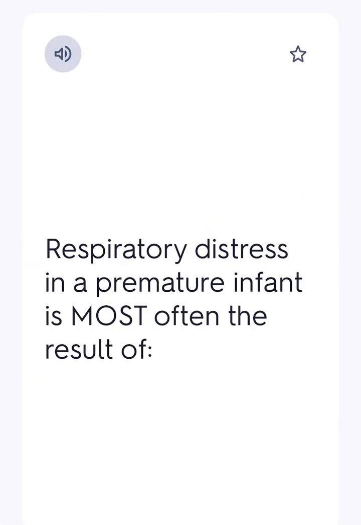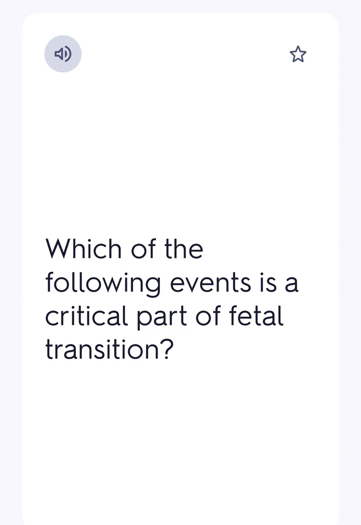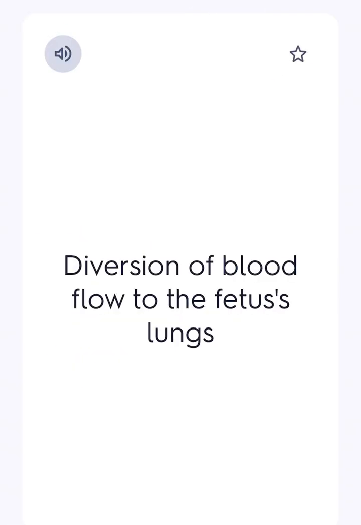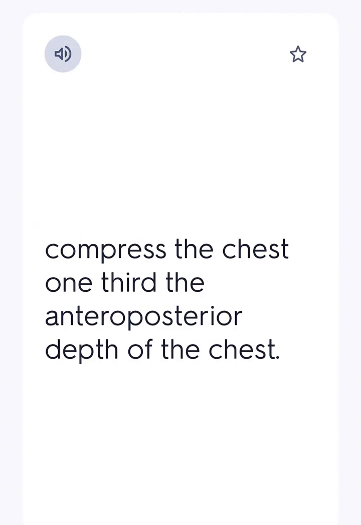Respiratory distress in a premature infant is most often the result of surfactant deficiency. Which of the following events is a critical part of fetal transition? Diversion of blood flow to the fetus's lungs. When performing chest compressions on a newborn, you should compress the chest 1/3 the anteroposterior depth of the chest.